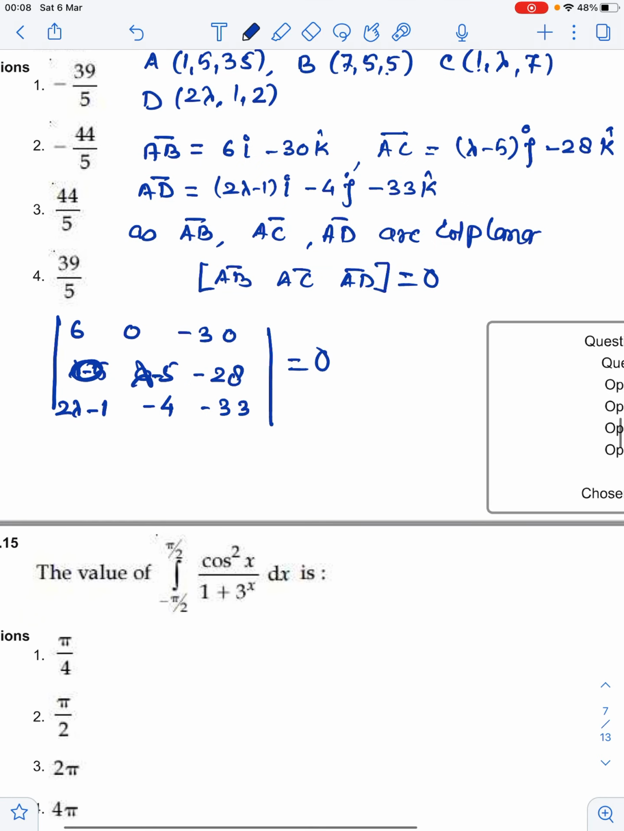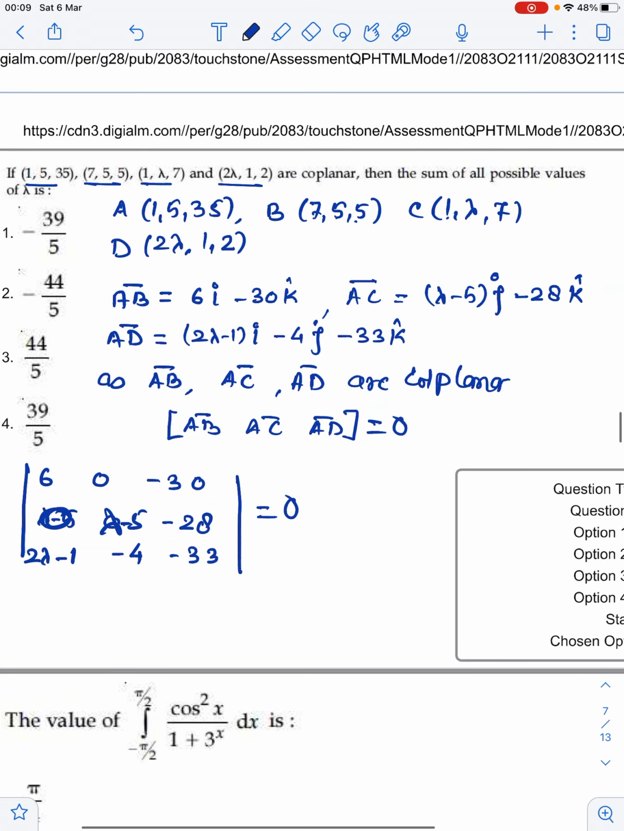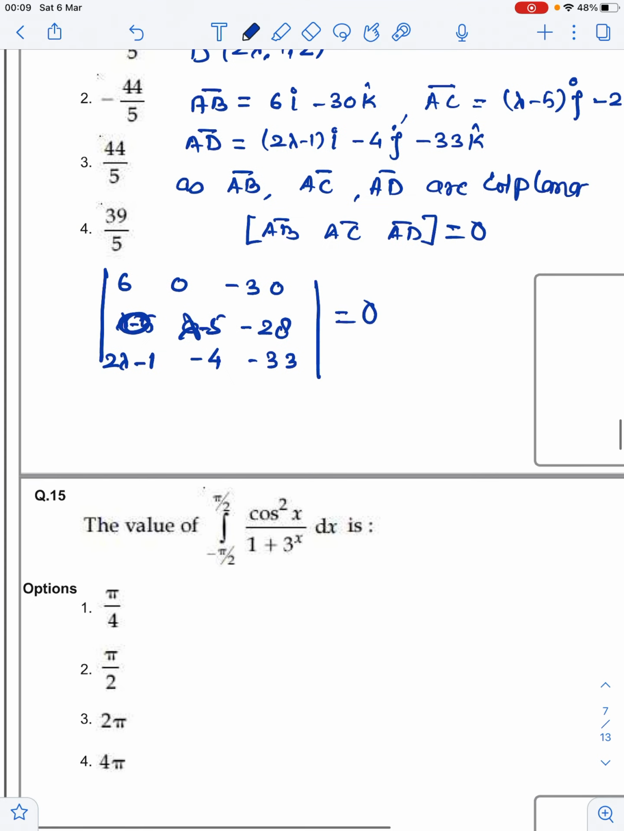We calculate this determinant by expanding it. So we will get a definite quadratic in lambda, and the question simply asks for the summation of all possible values of lambda.